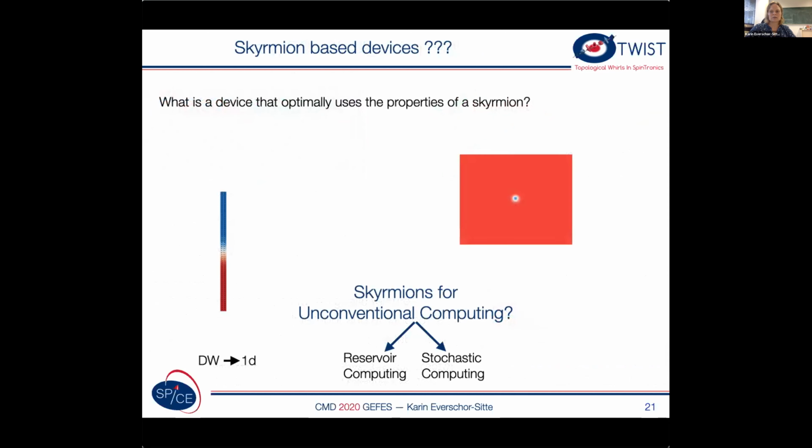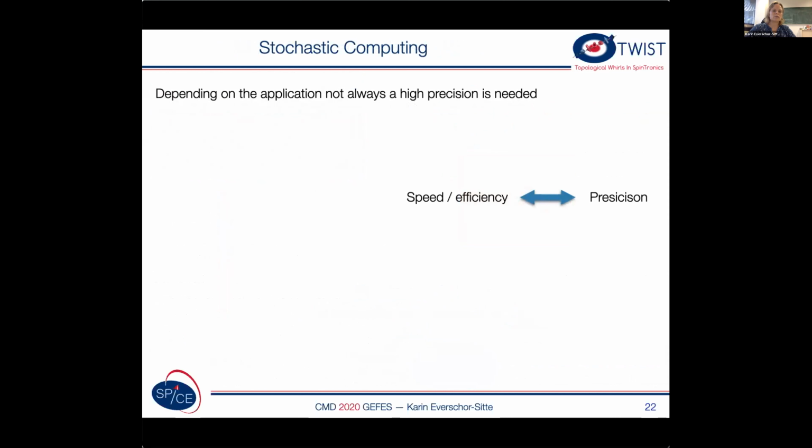So with that, let me switch over to stochastic computing. Stochastic computing is something that you don't want to do always. You want to do it when you care about speed, but not too much about precision.